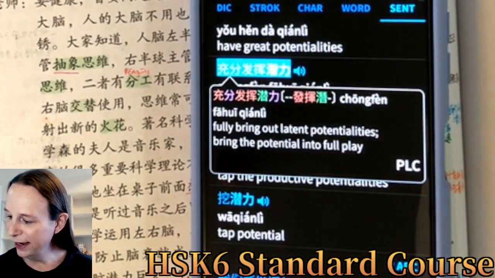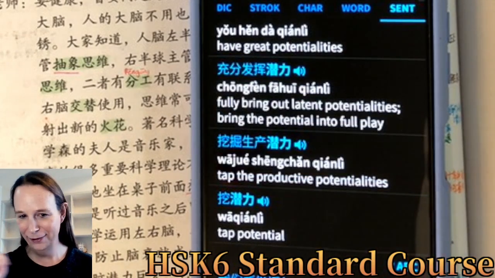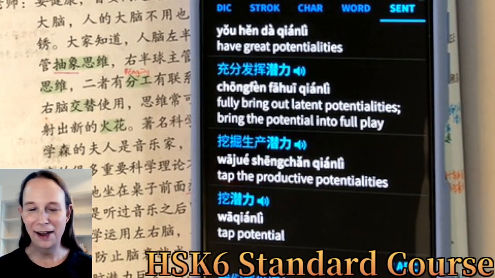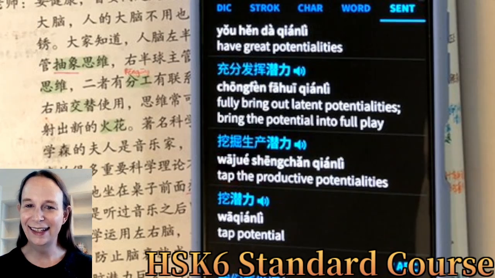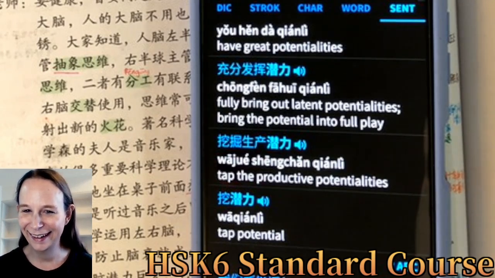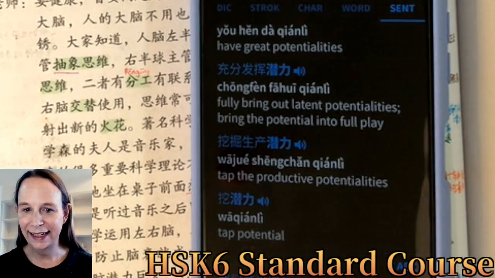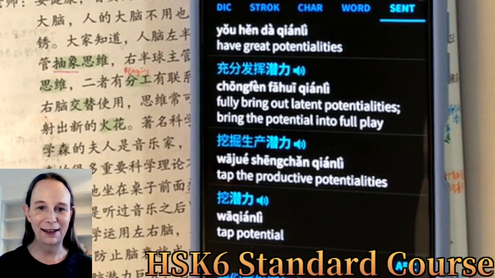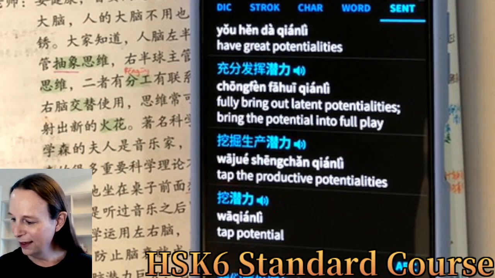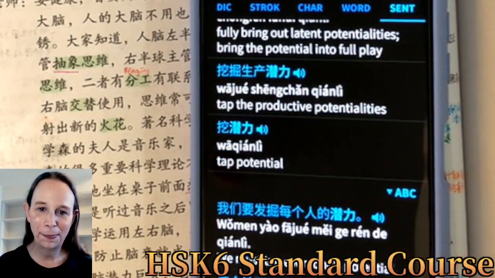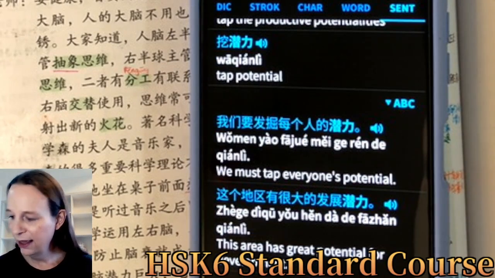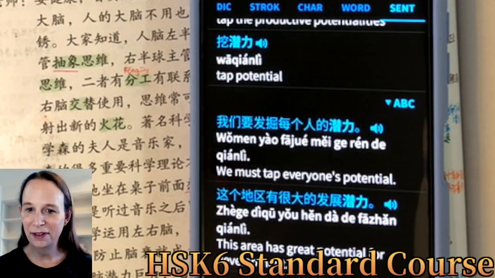充分发挥潜力. So again, this seems to be in the dictionary as a phrase. So this explains why I see this kind of phrasing in papers written by Chinese people. 挖掘生产潜力. So you excavate 生产 productive or manufacturing 潜力 potentialities. Okay, 挖潜力. 我们要发掘每个人的潜力. Yeah, tap everyone's potential.